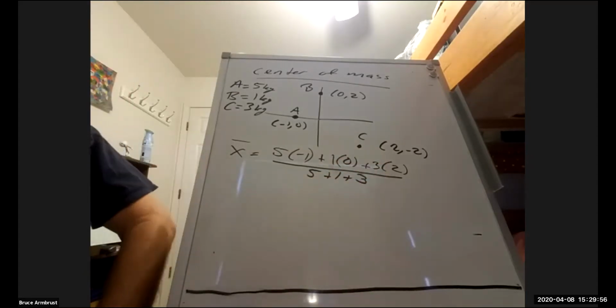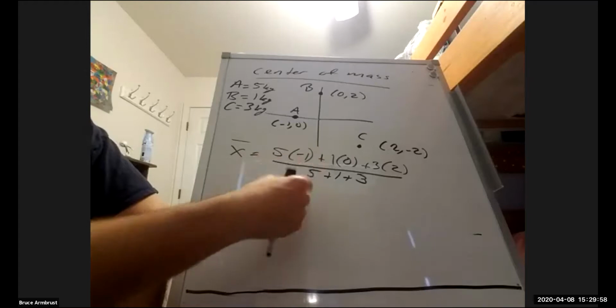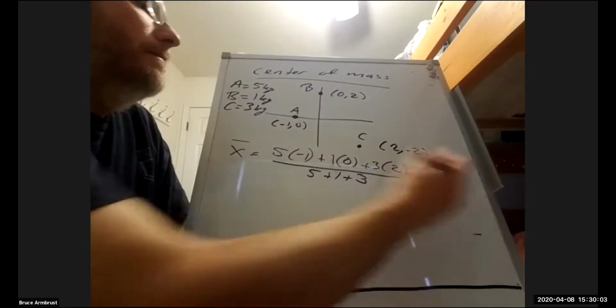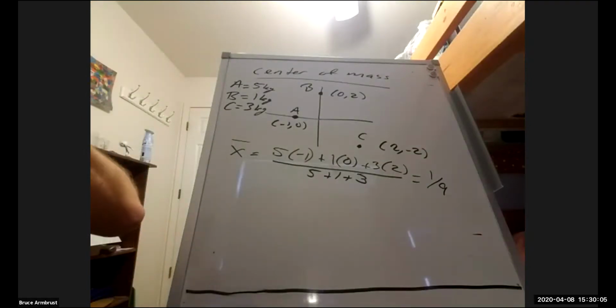All right, so we get -5 plus 6 is 1. 5 plus 1 plus 3 is 9. And we get 1/9.